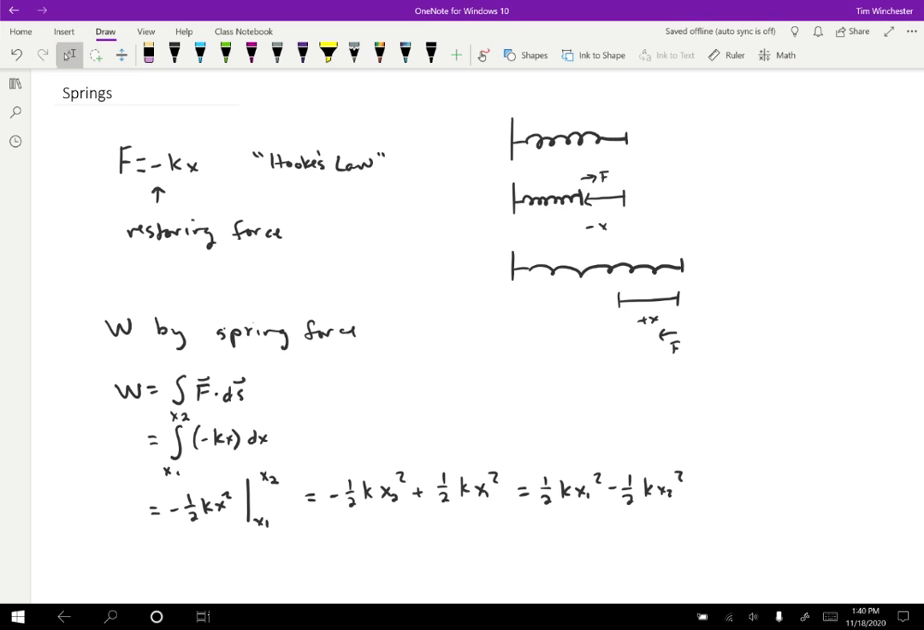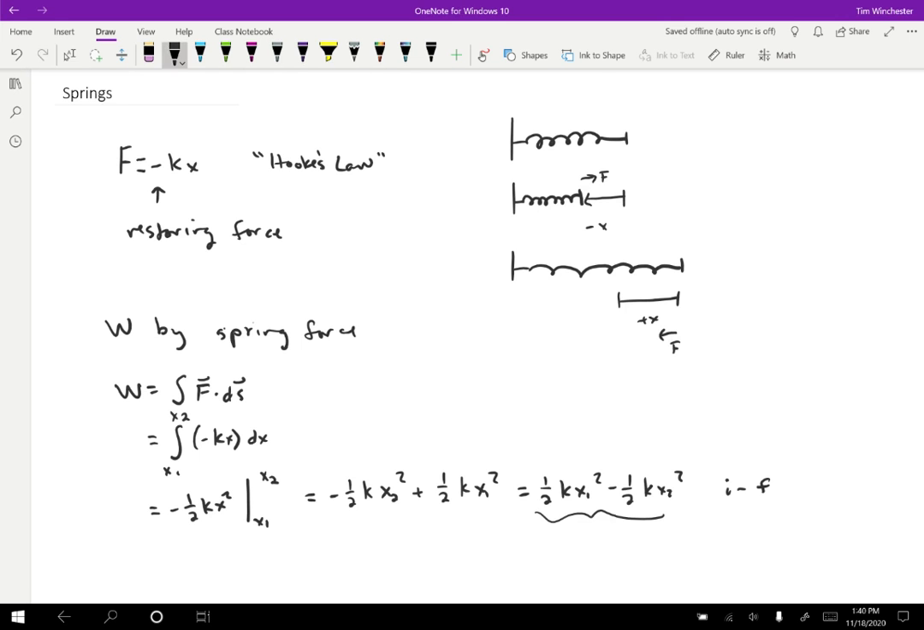Okay, now notice the order here. So this is pretty unusual. Normally we have final minus initial. Here we have the initial minus the final, right? So this is the backwards order from what you would normally expect. Okay, so this gives us the work that is done by a spring. We can just plug it into this formula. If we know k and we know the starting and ending positions, then that's it.